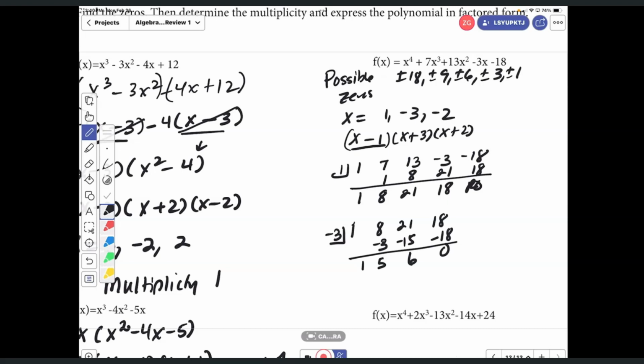So we're going to try negative 2. We have negative 2 and 1, 5, 6. Negative 2 times 1 is negative 2. 5 plus negative 2 is 3. Negative 2 times 3 is negative 6. 6 minus 6 is 0. So I have x plus 3 equals 0, so x equals negative 3. So we have x equal negative 3, negative 3. So that's a multiplicity of 2 for negative 3, then negative 2, and then 1. Double zeros.